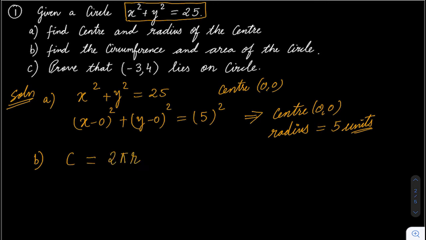Circumference of circle is 2 pi r. So my answer will be 2 into pi into 5, which is nothing but 10 pi.